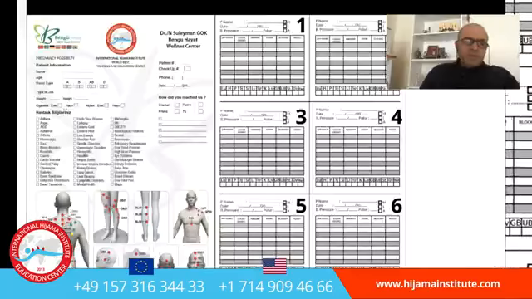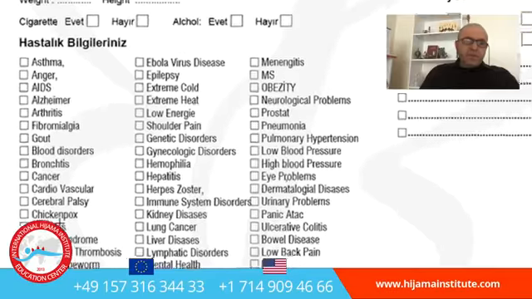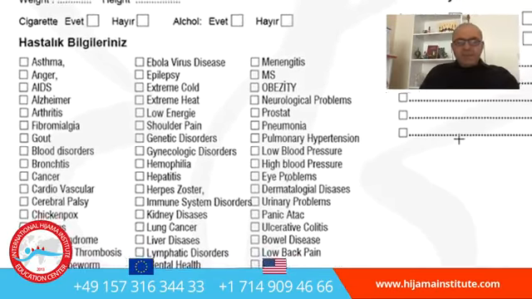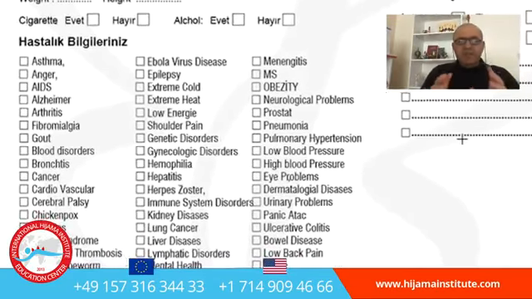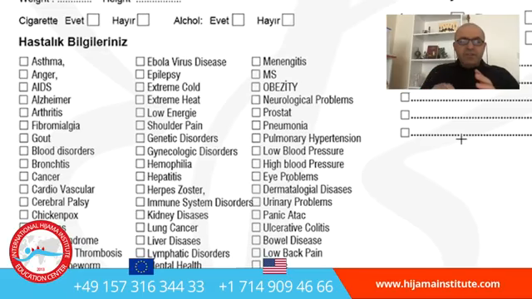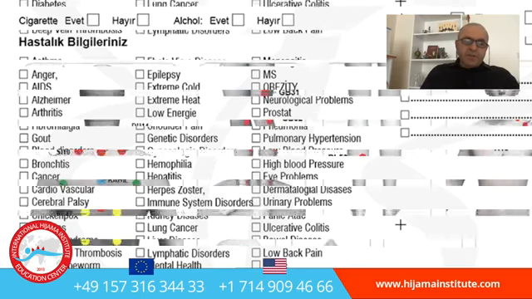In the middle of the medical history form, there is a list of diseases. Whatever disease applies to your patient, just put a check mark in front of it. There are more than 5,000 diseases in the pathological list. If your patient's disease does not appear on this list, use this dotted area and write the disease manually, by handwriting.